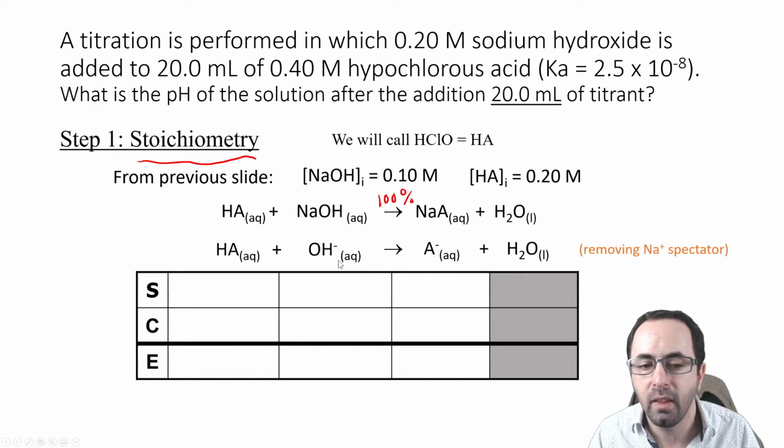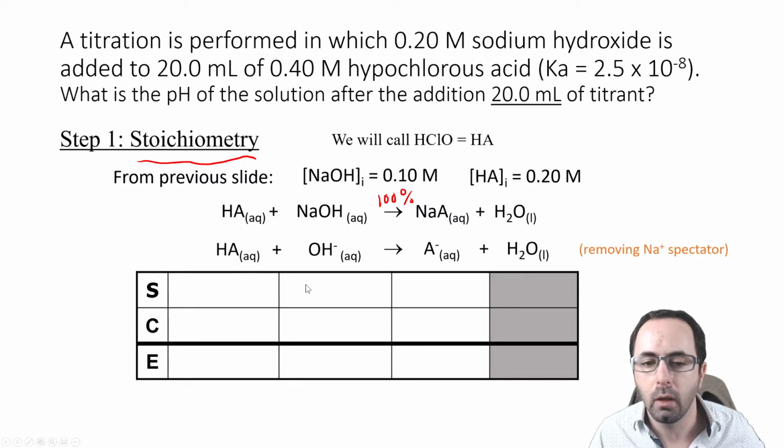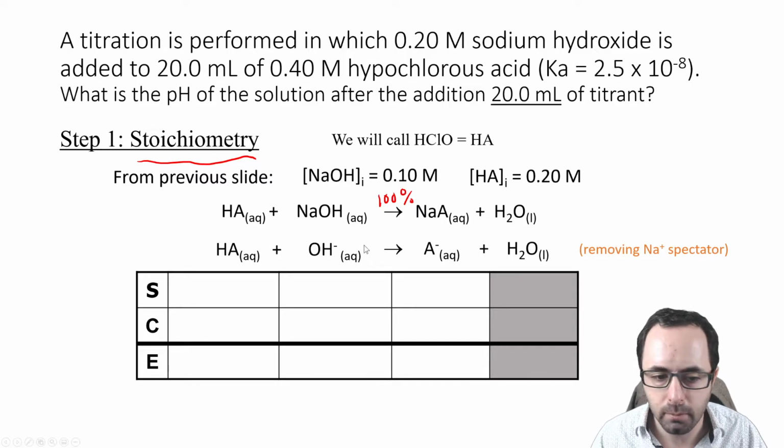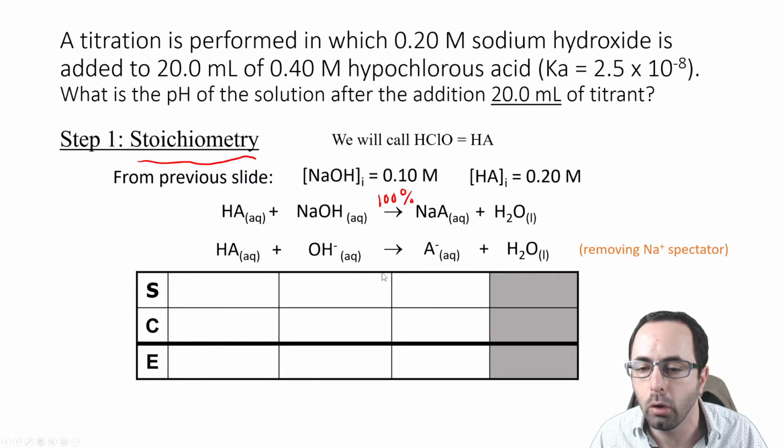We're assuming that either the HA or the OH minus is going to run out and it's going to react completely. So our initial concentrations that we determined by our dilution strategy from the first slide is that the initial concentration of sodium hydroxide, or just hydroxide ions, is 0.1 molar, and our initial concentration of the weak acid is 0.2. So 0.2 molar for the weak acid, 0.1 molar for the sodium hydroxide, and before the neutralization happens, we have none of the conjugate base.